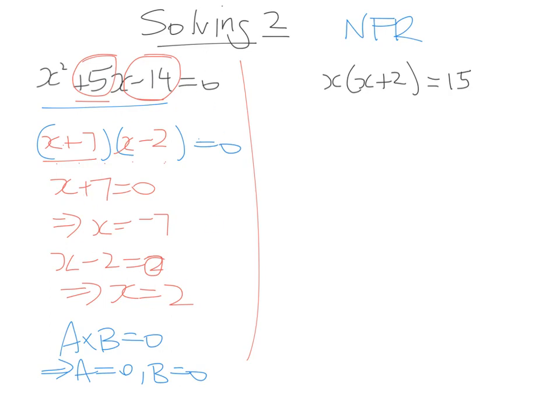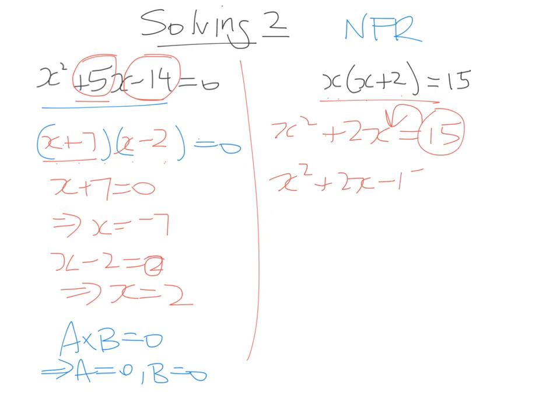So like I said, first thing we're going to do is expand this. x times x, we end up with x squared. x times 2, we end up with plus 2x. And that still equals 15. Then from there, we're going to move this 15 over to the other side, so we're subtracting 15 from both sides: x squared plus 2x minus 15. 15 minus 15 is 0. So we've got 0. And then we're going to look for factor pairs of negative 15 that add up to positive 2.